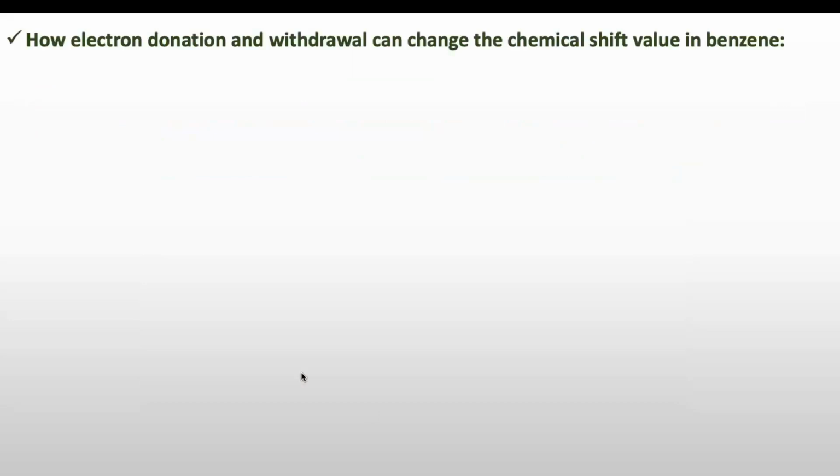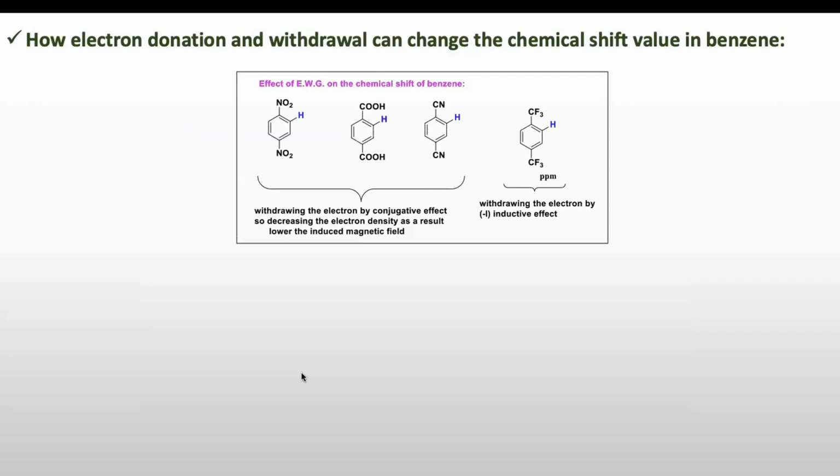Now, how can electron donation and withdrawal change the chemical shift value in benzene? We have seen unsubstituted benzene. The proton in unsubstituted benzene comes around 7.27 ppm. But what if benzene is substituted? If benzene is substituted by an electron withdrawing group, it will pull electron density from the ring and make this proton more deshielded.